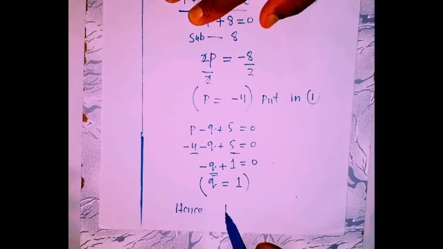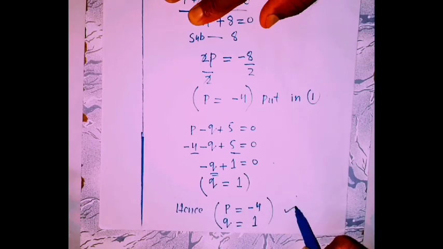Hence we can write p is equal to minus 4 and q is equal to 1. So this is the required answer, the solution of the given question, because in this question we have to find out the values of p and q.